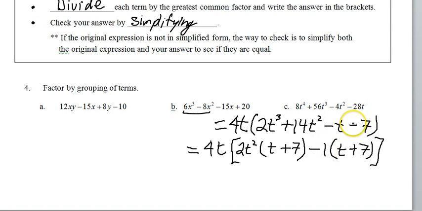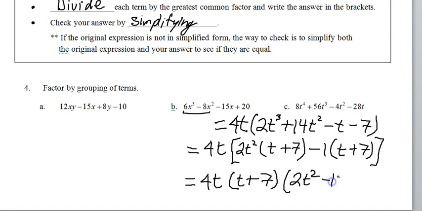So I'm allowed to use that. By factoring out a negative 1, I will end up with the same common binomial factor. And now our final factored form: 4t, the common factor, t plus 7, the first binomial factor, and what's left? 2t squared minus 1. And that's our fully factored form and the end of this particular lesson.